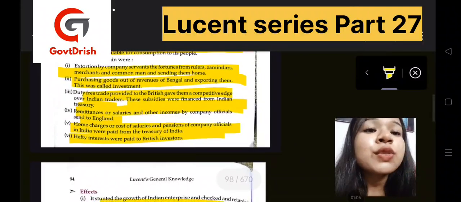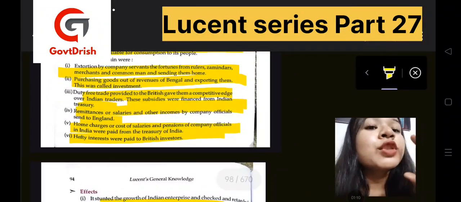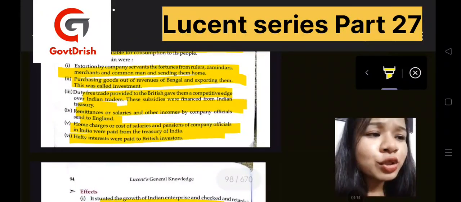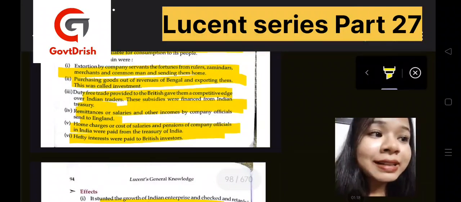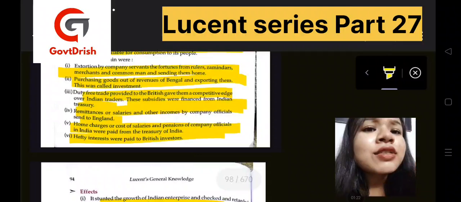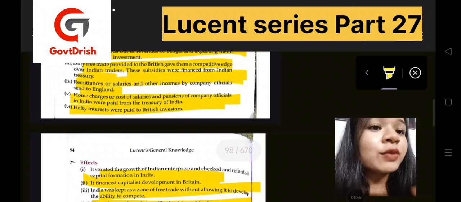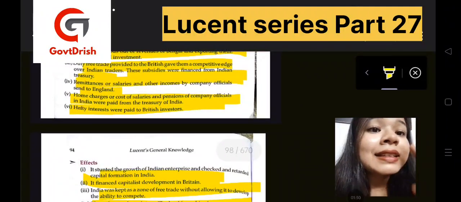Now the Britishers, the third point I can explain is that Britishers were given duty free trade, like they were not needed to pay any revenue or any such duties, but it was to be paid by the Indian merchants. So that was a long gap between them, and the Indian treasury used to face a huge loss. Even the salaries of the company officials were sent to England, and these all were given from the treasury of India, which was in point 5.